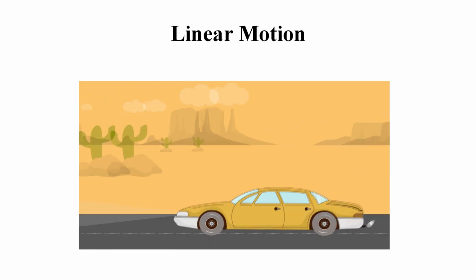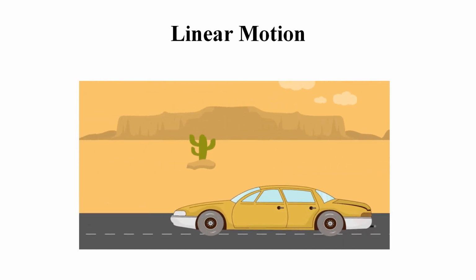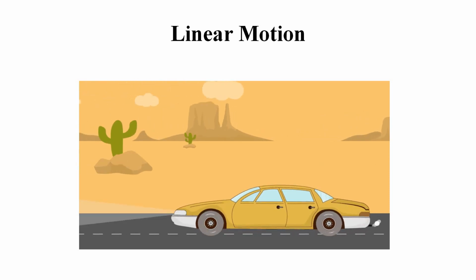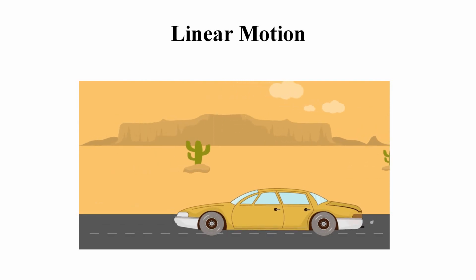Linear motion. Students, in linear motion, body moves along a straight line. Motion of a car along a straight road is an example of linear motion.